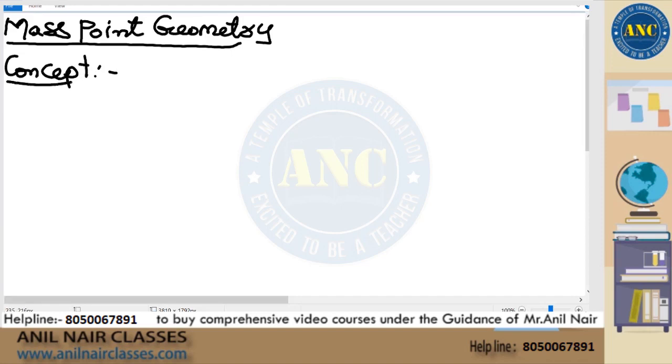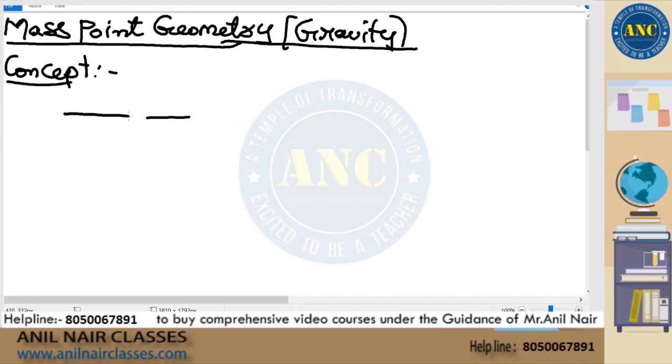Mass point geometry. Now, in some textbooks, they also call it mass point gravity. So both are synonyms. Now listen carefully. In mass point geometry, first there is a concept. Suppose I took a weighing balance.